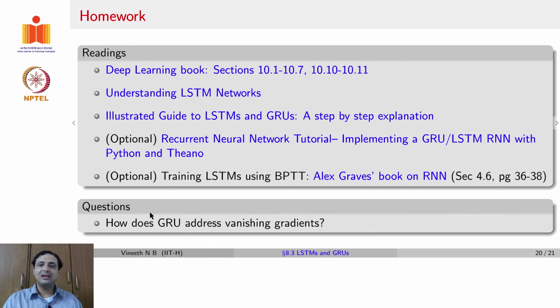Let's try to leave one question for you to take away. We did answer how LSTMs address vanishing gradients. How do GRUs address vanishing gradients? Try to look at its architecture and think about this question to ponder.